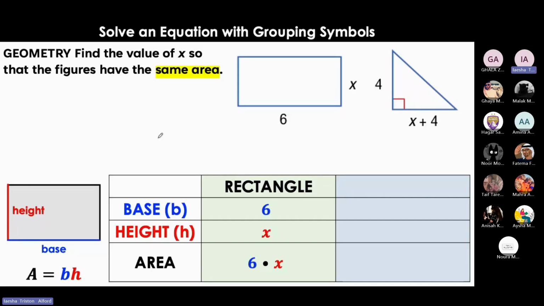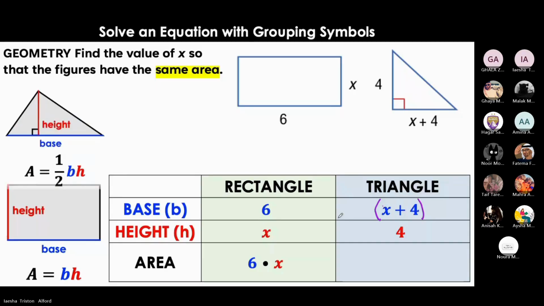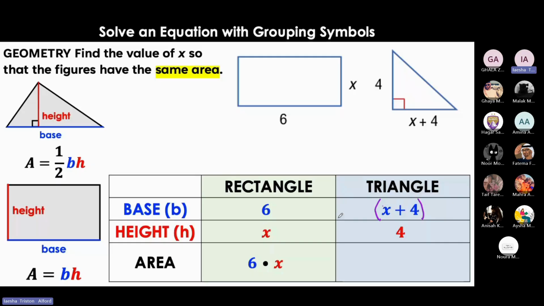Good. The second shape is a triangle. What's your base? X plus 4. Make sure you put this one in parentheses because the X is not alone. What is the height? 4. Positive 4. What's the formula for the area for the triangle? 1/2 times the base and the height. Good. So you're going to do 1/2 times X plus 4 times 4.